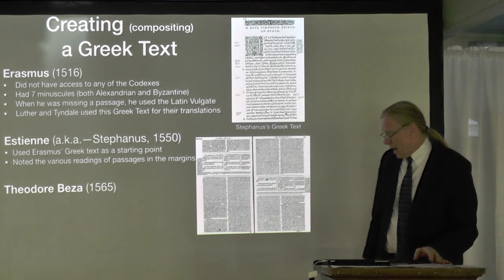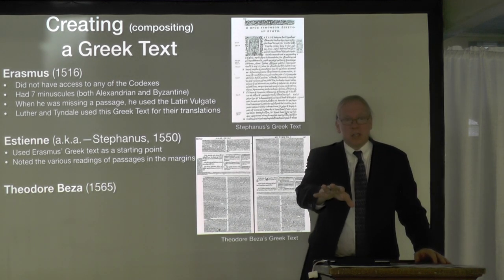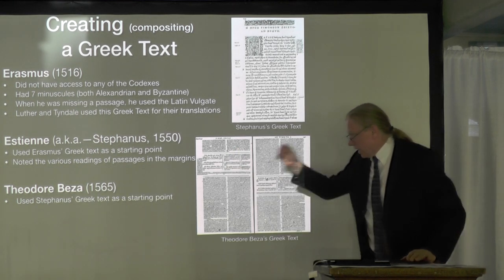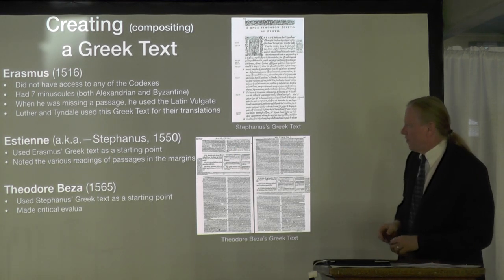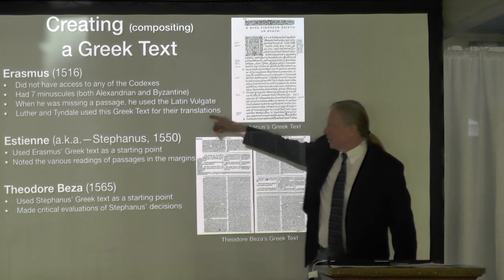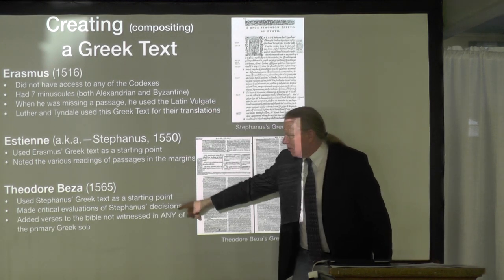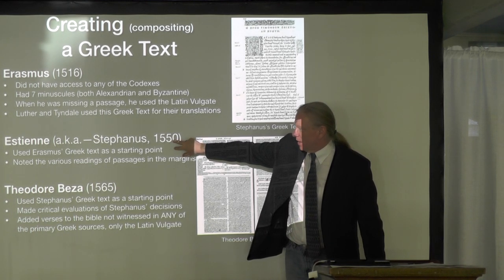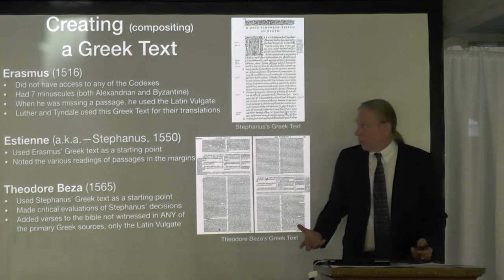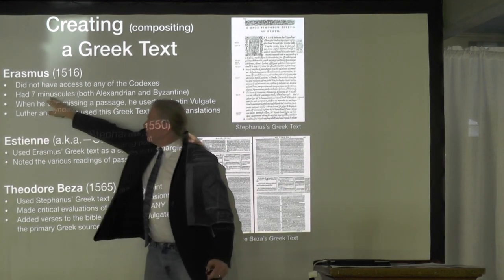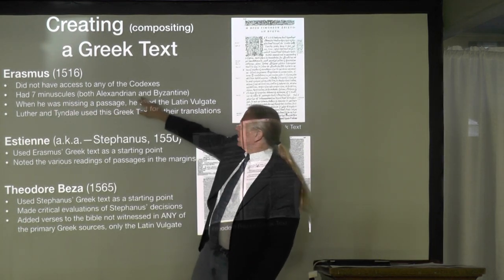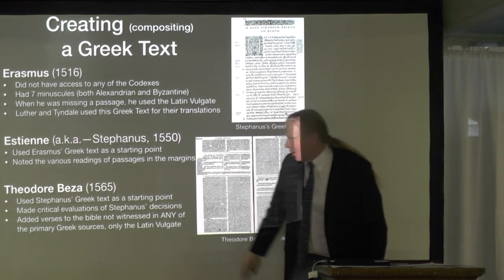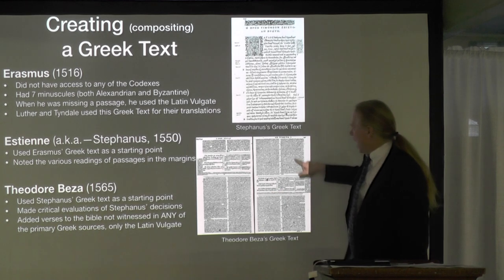We got to another guy, Theodore Beza. We're getting to the King James in a minute. Just hang tight, because this all leads up to King James. There's a guy named Theodore Beza, 1565, who did a third attempt. 1516, 1550, 1565. He took Stephanus' Greek text, Estienne's, and he used that as a starting point. Remember, seven minuscules, Alexandrian Byzantine types that were used in this and this and this up to here. He started, and this is an actual copy of his.